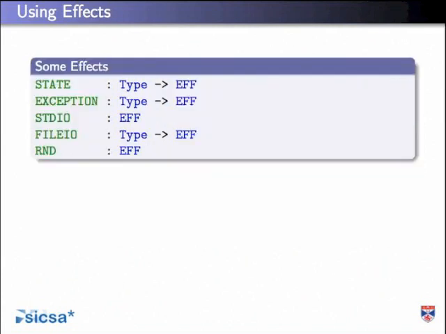Right, here's some example effects, the kind of things that you might commonly see. So state is an effect that's parameterized over the type of thing you're carrying. Exceptions are effects, and they're parameterized over the exception type. So this type here might be a data structure that represents errors, say, or might just be a string for an error message. Input and output is an effect. So this standard I/O effect just gives you writing characters and reading characters.